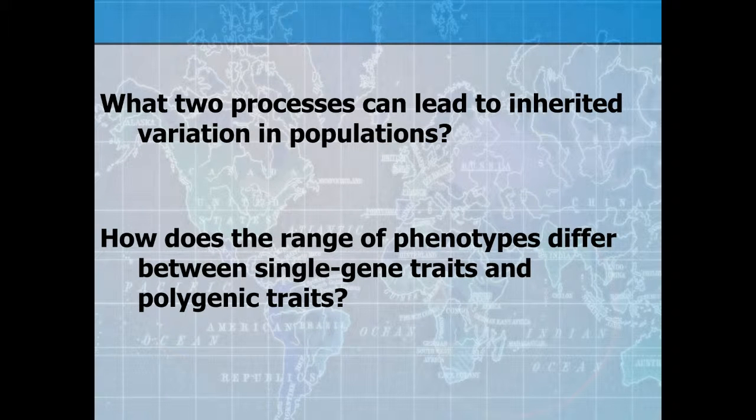What leads to variation? We just answered this. Mutations and gene shuffling. How does the range of phenotypes differ between single gene traits and polygenic traits? Single gene traits are really the word you want to use. It is dimorphic, meaning 2 possibilities, two morphs. And a polygenic trait would be polymorphic, right? Many morphs, many types.